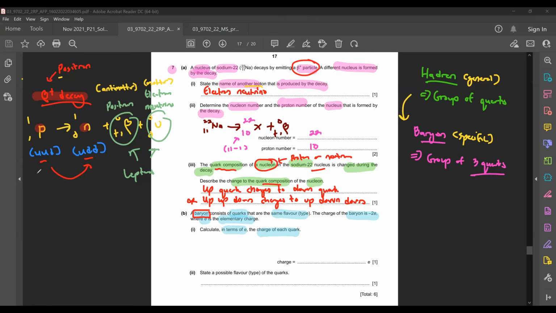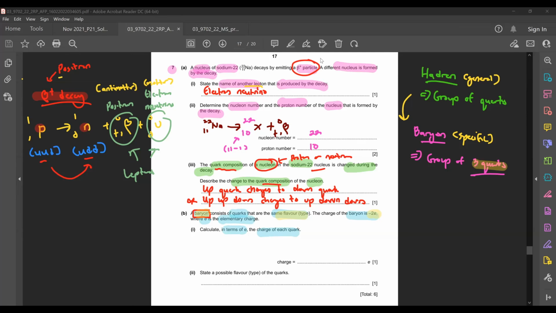It's also a group of quarks, but it's more specific in the sense that it tells you how many quarks you need to have. In our case, baryon is a group of 3 quarks. This is a more specific example of a hadron. So they tell you the baryon consists of quarks that are of the same flavor. So these 3 quarks have exactly the same quark type, and they all add up to give you -2e.